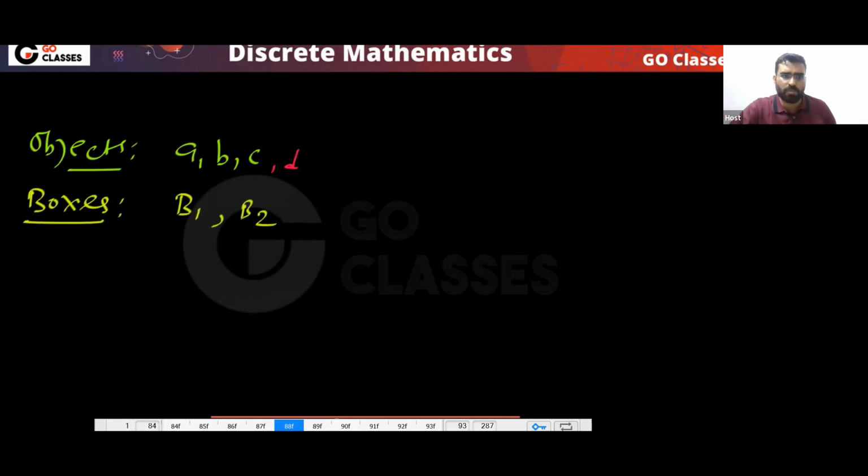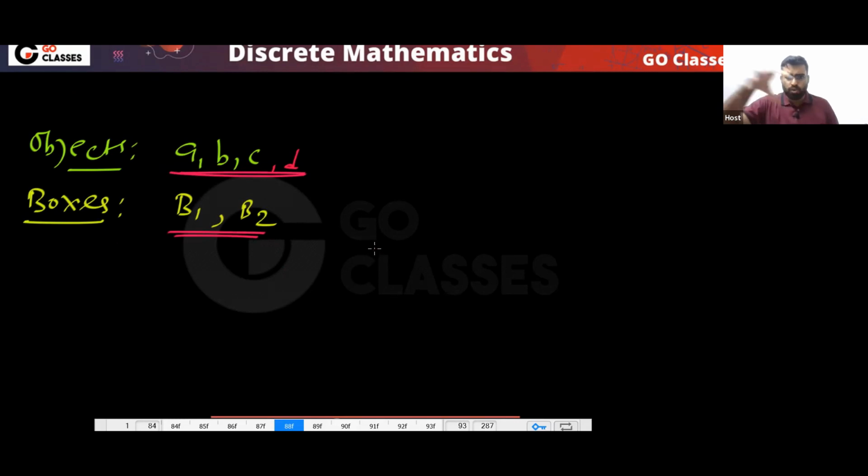For example, let's assume your objects are these. And let's assume that your boxes are these. So these are the boxes. So tell me, how many ways can you distribute? I want to distribute all these objects into these boxes.